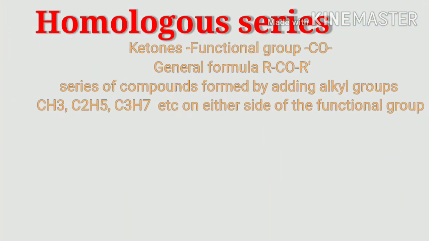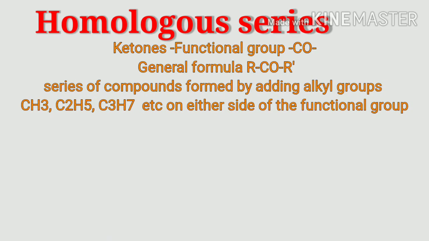Our next series is that of ketones with functional group CO, and the general formula is RCOR'. Here R represents alkyl group. They can be same alkyl groups or different alkyl groups, and the series of compounds formed by adding alkyl groups like CH3, C2H5, C3H7 etc. on either side of the functional group, which is CO, we get different members of the series.